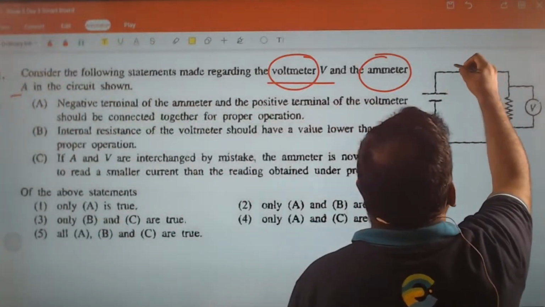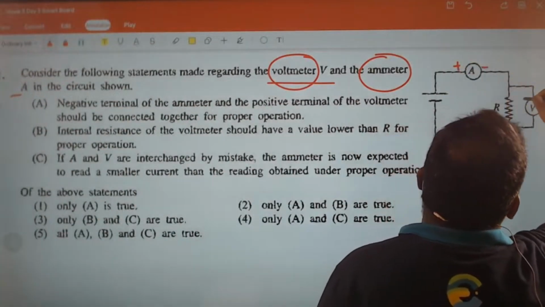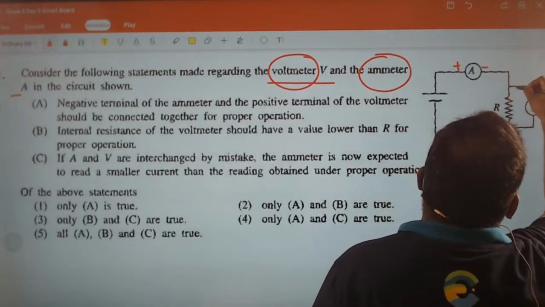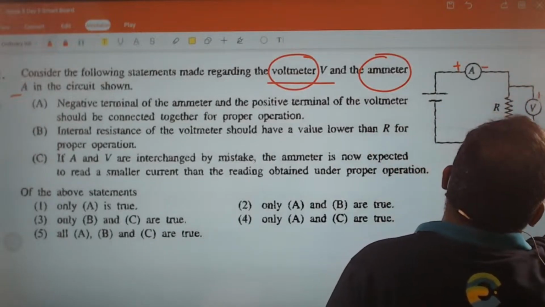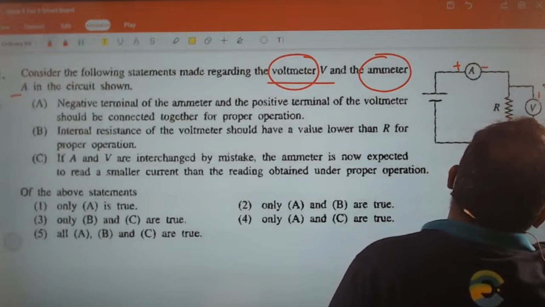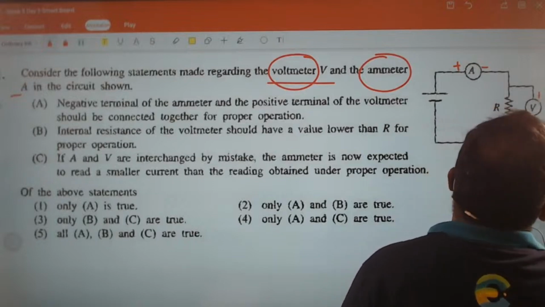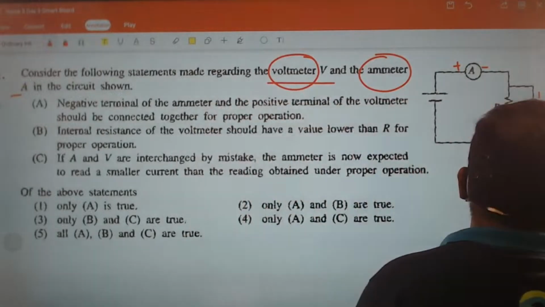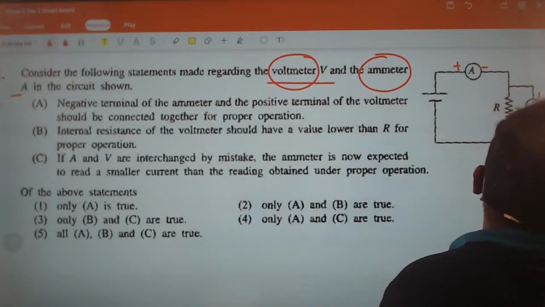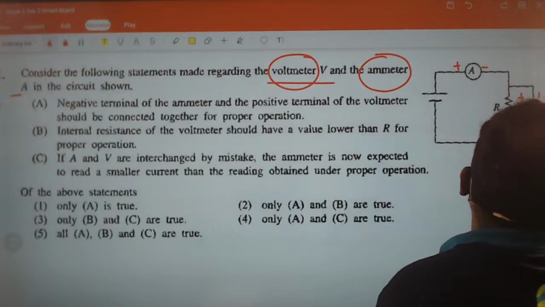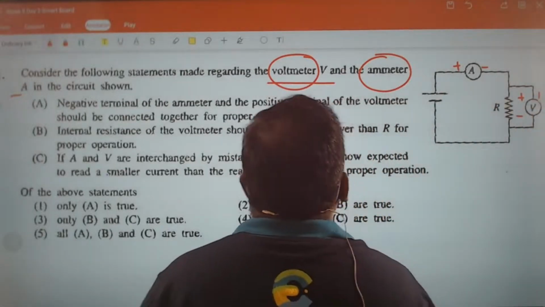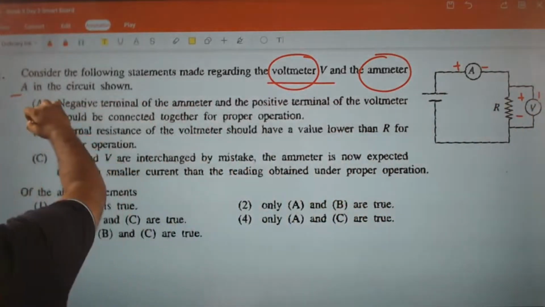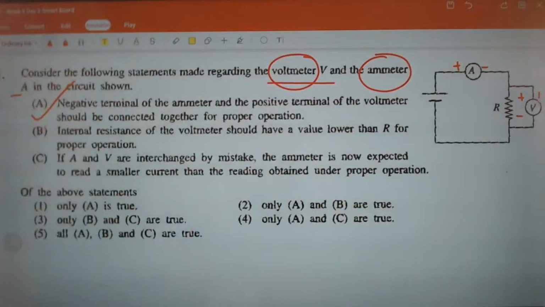So here positive, negative terminal, here positive, negative. Positive, negative. So I think here positive, here negative. Right. So I think the connection is correct. Connection is correct. Okay. Connection there is correct. Statement A is correct.